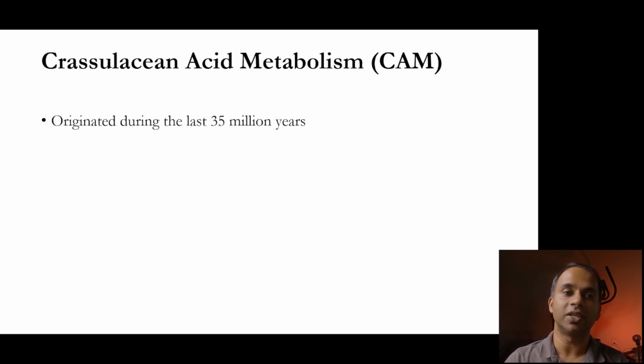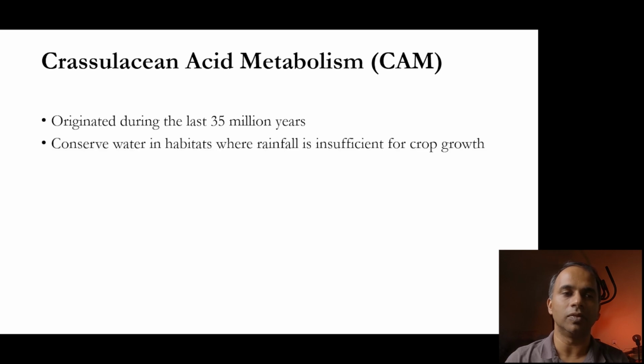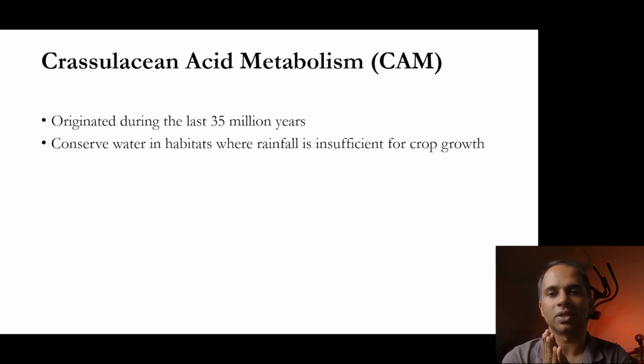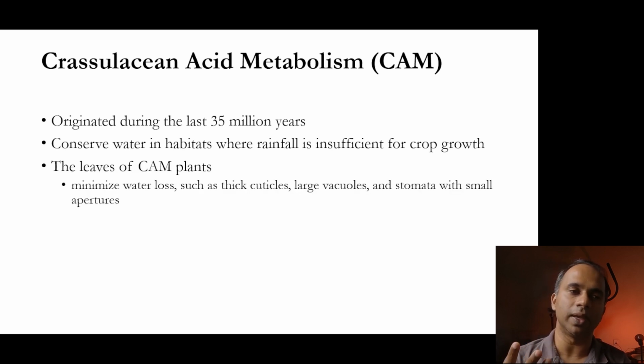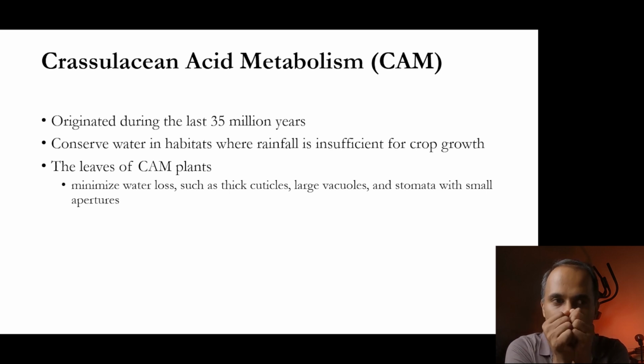This one originated more than 35 million years ago. The objective was, as I mentioned earlier, to conserve water in habitats where there is an insufficient amount of rainfall, and therefore not enough for crop growth. The leaves of the CAM plant have evolved to minimize water loss. Therefore they have very thick cuticles and huge vacuoles, and their stomata are basically hidden and have very tiny apertures.